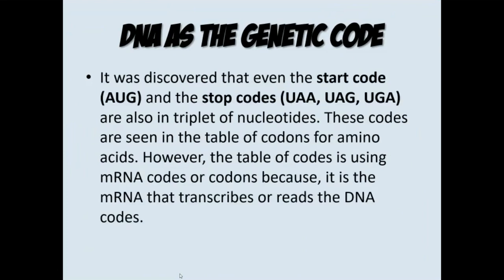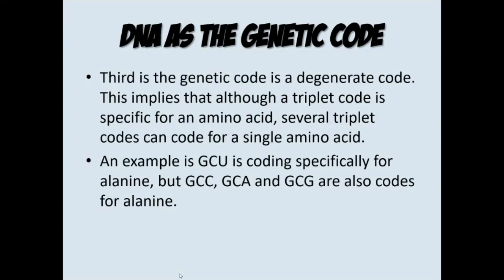Then next, it was discovered that even the start code, which is AUG, and the stop codes, ulitin ko, yung start code natin is yung AUG, and the stop codes, ito po yung UAA, UAG, at saka UGA, or para mas madali nating matandaan, uwa, uwag, uga, no? Uwag, uga. No, and are also in triplet of nucleotides. These codes are seen in the table of codons for amino acids. However, the table of codes uses mRNA codes or codons because it is the mRNA that transcribes or reads the DNA codes.